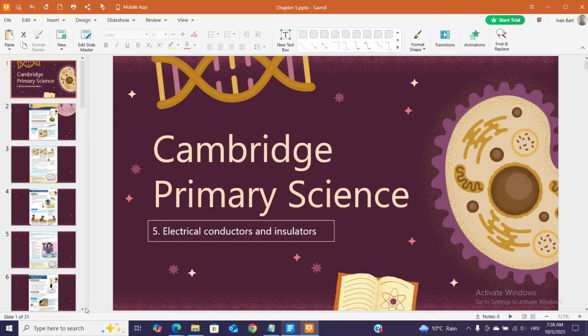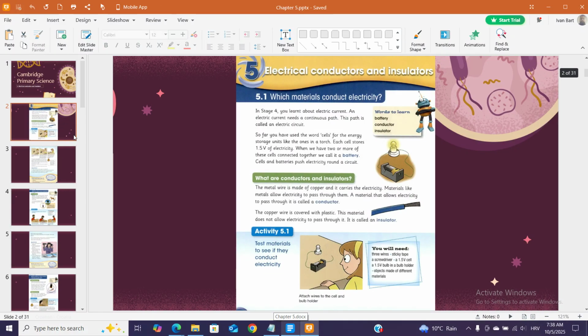Cambridge Primary Science. 5 electrical conductors and insulators. 5.1 Which materials conduct electricity? In stage 4, you learnt about electric current. An electric current needs a continuous path. This path is called an electric circuit.